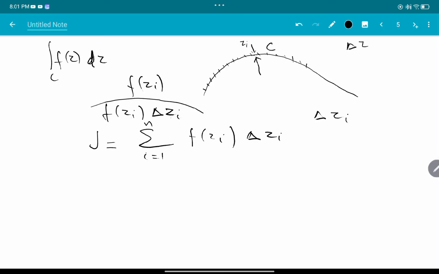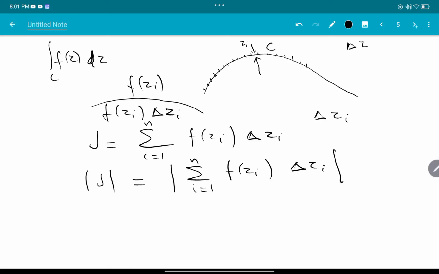That means I am adding this product plus this product plus this product plus this, all the products from one end of this to the other end. So that's okay. Now next what I am going to do, I am going to take the modulus of this, the absolute value of this. Absolute value of the sum over i equal to 1 to n of f(zi) delta zi.